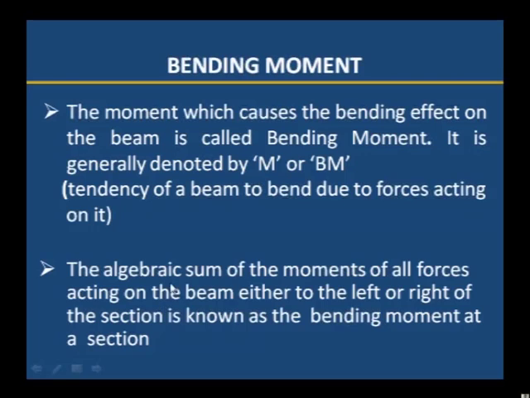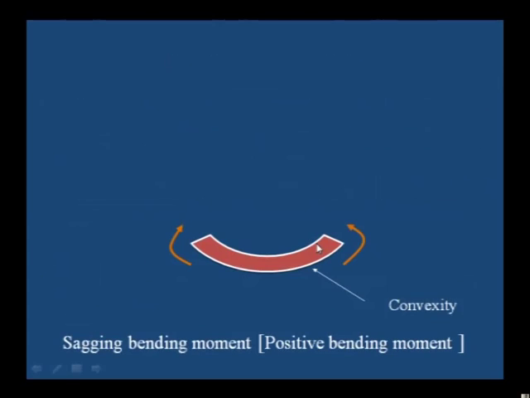The definition of bending moment is the algebraic sum of the moments of all the forces acting on the beam, either to the left or right of the section, is known as the bending moment at a section. In the same way, we have to algebraically sum all the moments about any one particular point, left or right, and whatever value we get is known as the bending moment.